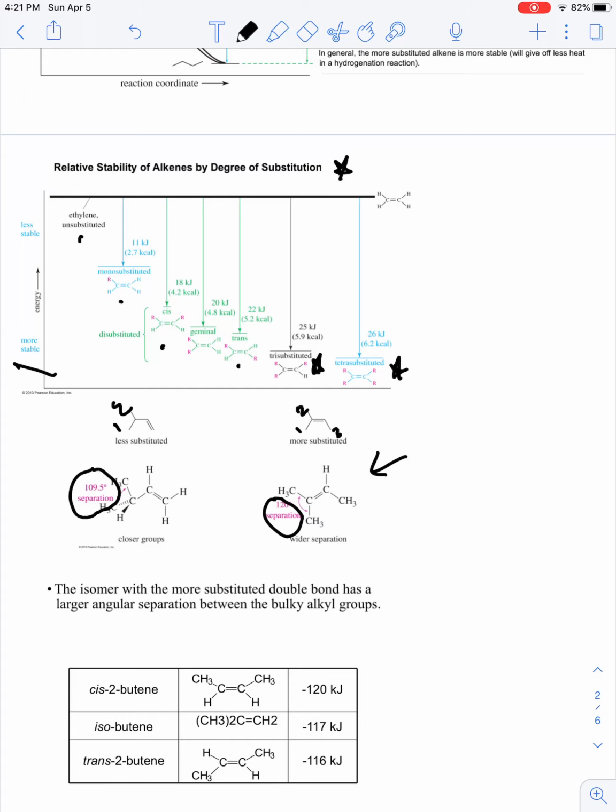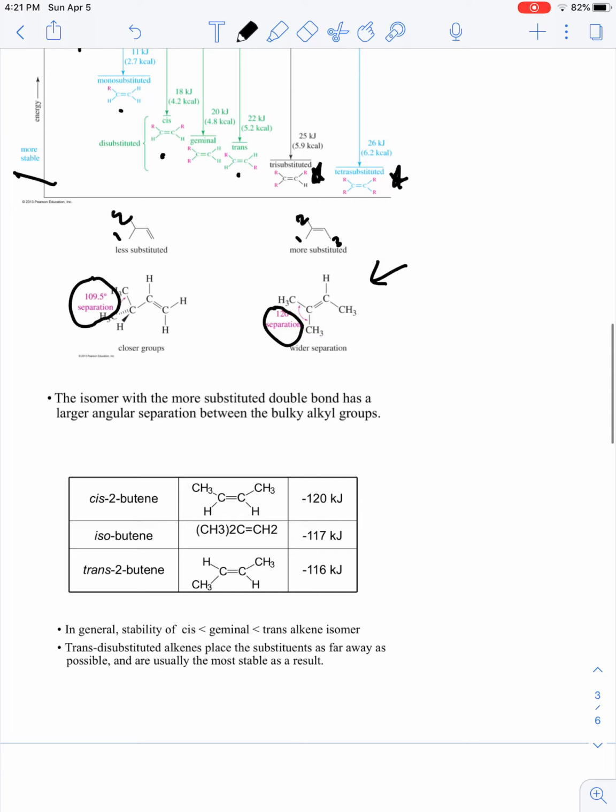If we think about the cis, geminal, and trans, so remember geminal just means that we have the 2 R groups coming off the same carbon. So something like this would be considered geminal. Typically geminal is actually not very reliable. So really what we're going to be looking at is going to be cis and trans.